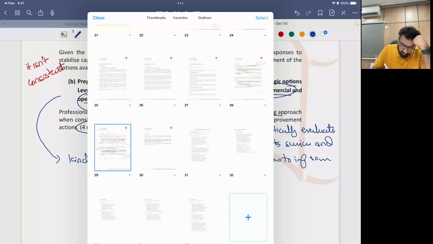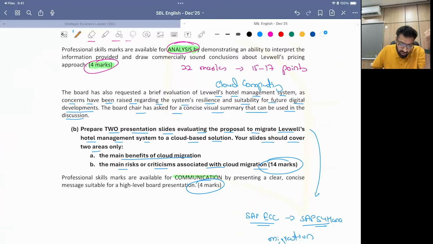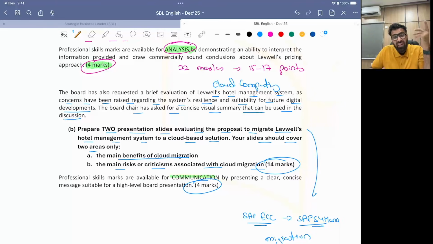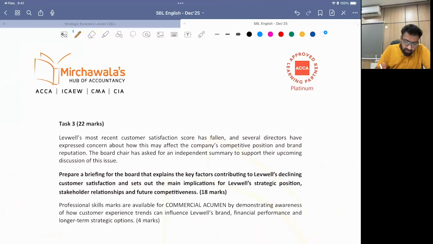Now, the last question, and see, we haven't even read the exhibits, we have just got the requirements. So we now know the requirements are performance evaluation, then slides for cloud-based migration, and then obviously we have some high staff turnover. So we need to deliver consistency of service, and after that we need to give some strategic advice on how we can eliminate the turnover and retain our talent, right?